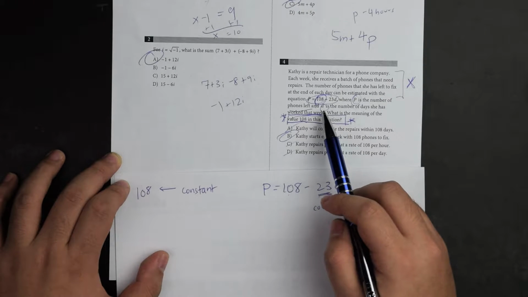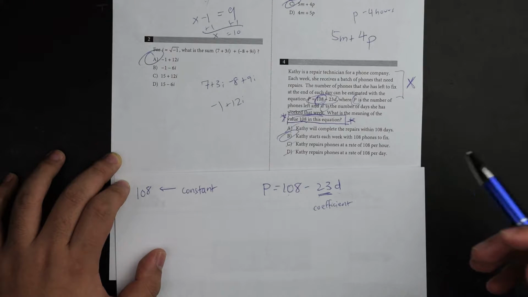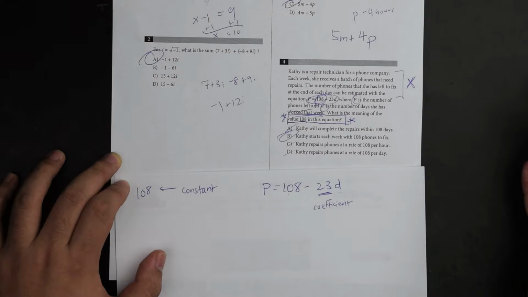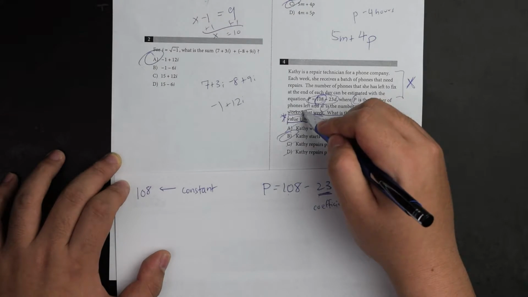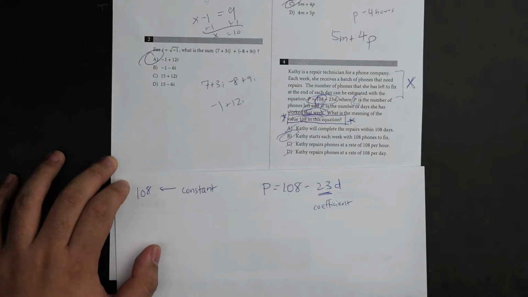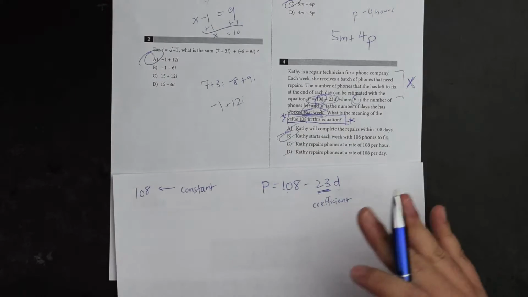I noticed a few things. I noticed that they're talking about days. So this is the phones that she has, and then this is how many she finishes per day for that week. Every week she will start with 108, finish that batch in however many days pass, and then go back to it the week afterwards. And thus the answer is B. So I finished with number 4.